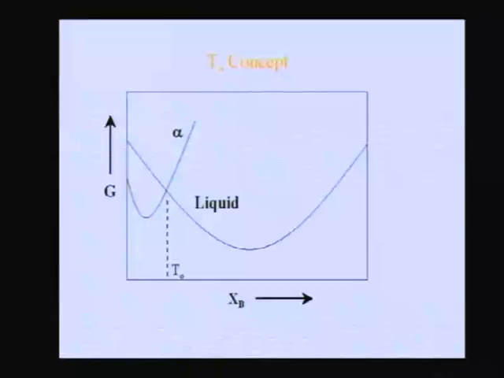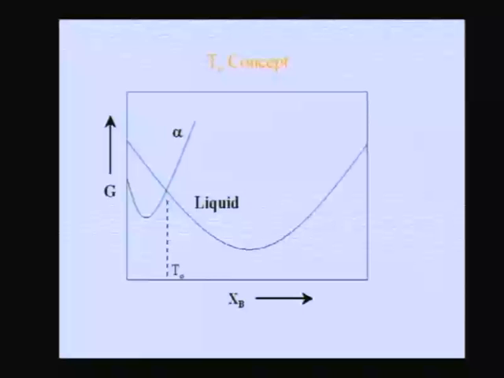If I draw the free energy of a liquid and the free energy of a solid, let us say a solid solution which is alpha, as a function of composition, I see that at a particular composition both these free energy curves intersect. What is the meaning of this particular composition? It means that at that composition the free energy of the liquid is equal to the free energy of the solid solution. That means delta G for the phase transformation between liquid and solid is 0 at that particular composition.